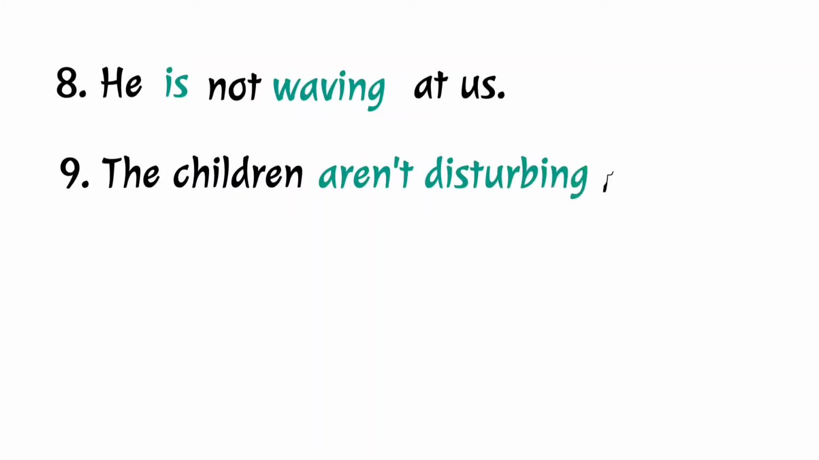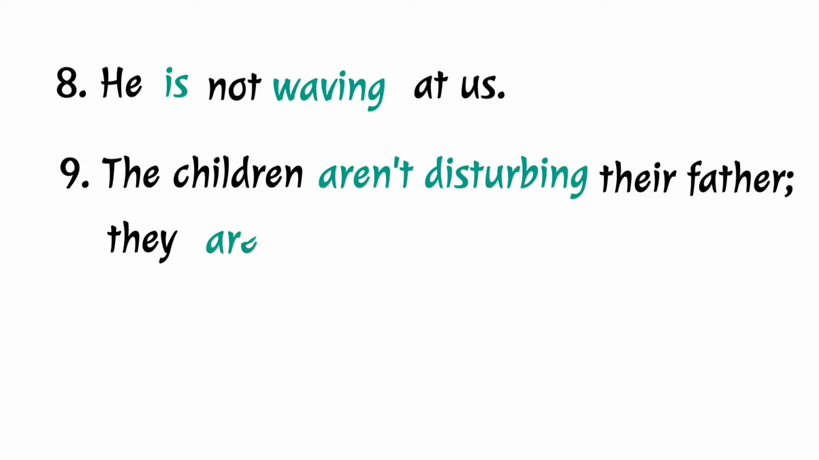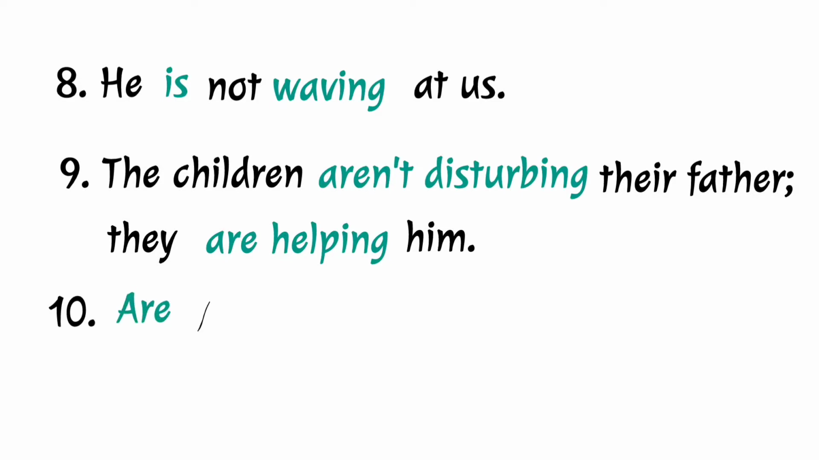Next, the children aren't disturbing their father. Aren't disturbing. So are not, of course, in the short form is aren't. The verb is are disturbing. They are helping him. The children aren't disturbing their father. They are helping him. So the verb is are disturbing in the negative form and then are helping in affirmative form.